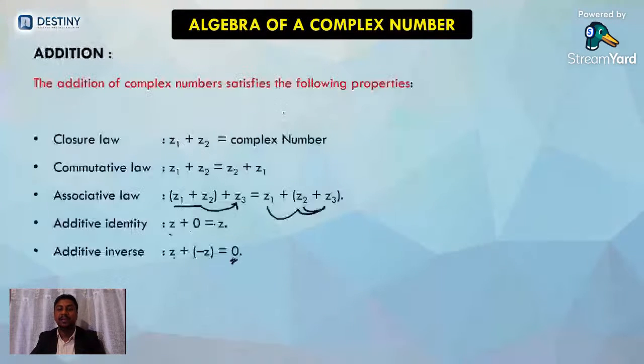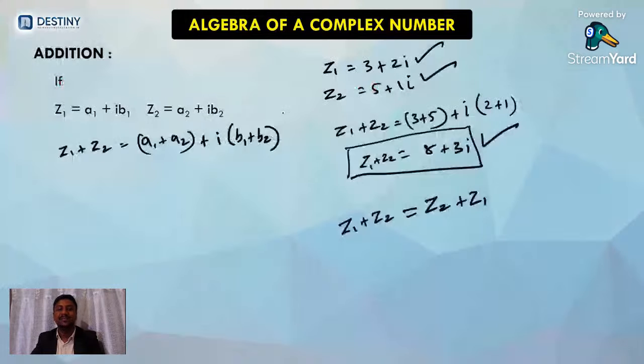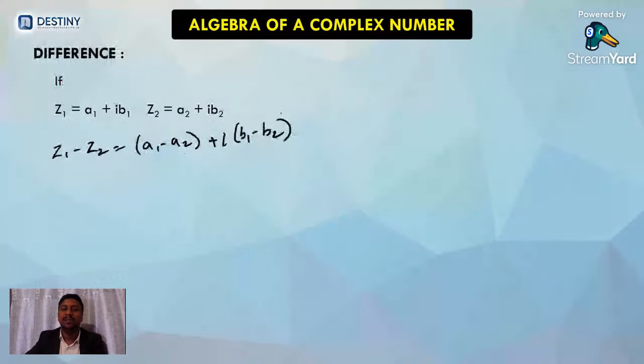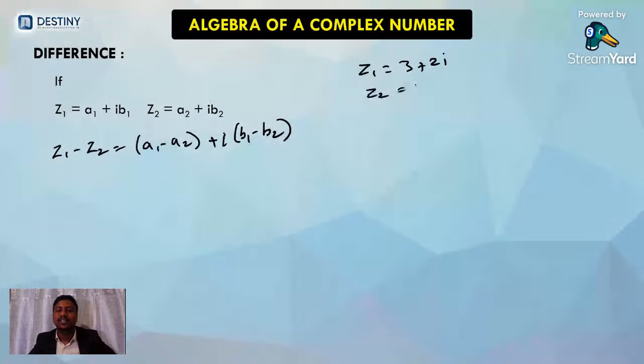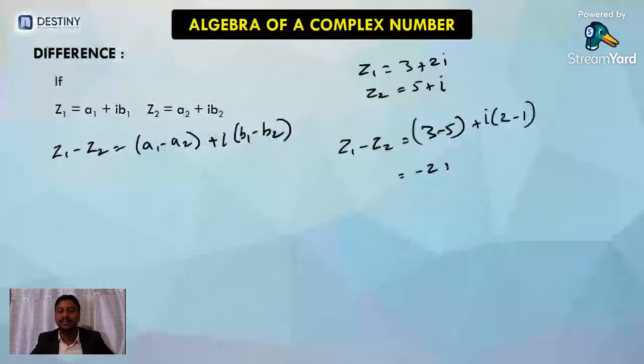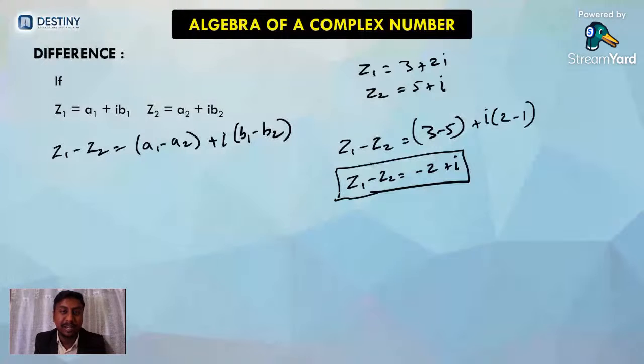If I take the same numbers, z1 as 3 plus 2i and z2 as 5 plus i, then z1 minus z2 will become 3 minus 5 plus 2 minus 1 i. That means minus 2 plus i. That's it. The same thing, only one condition: you have to subtract real number from real number, imaginary number from imaginary number. That's it.